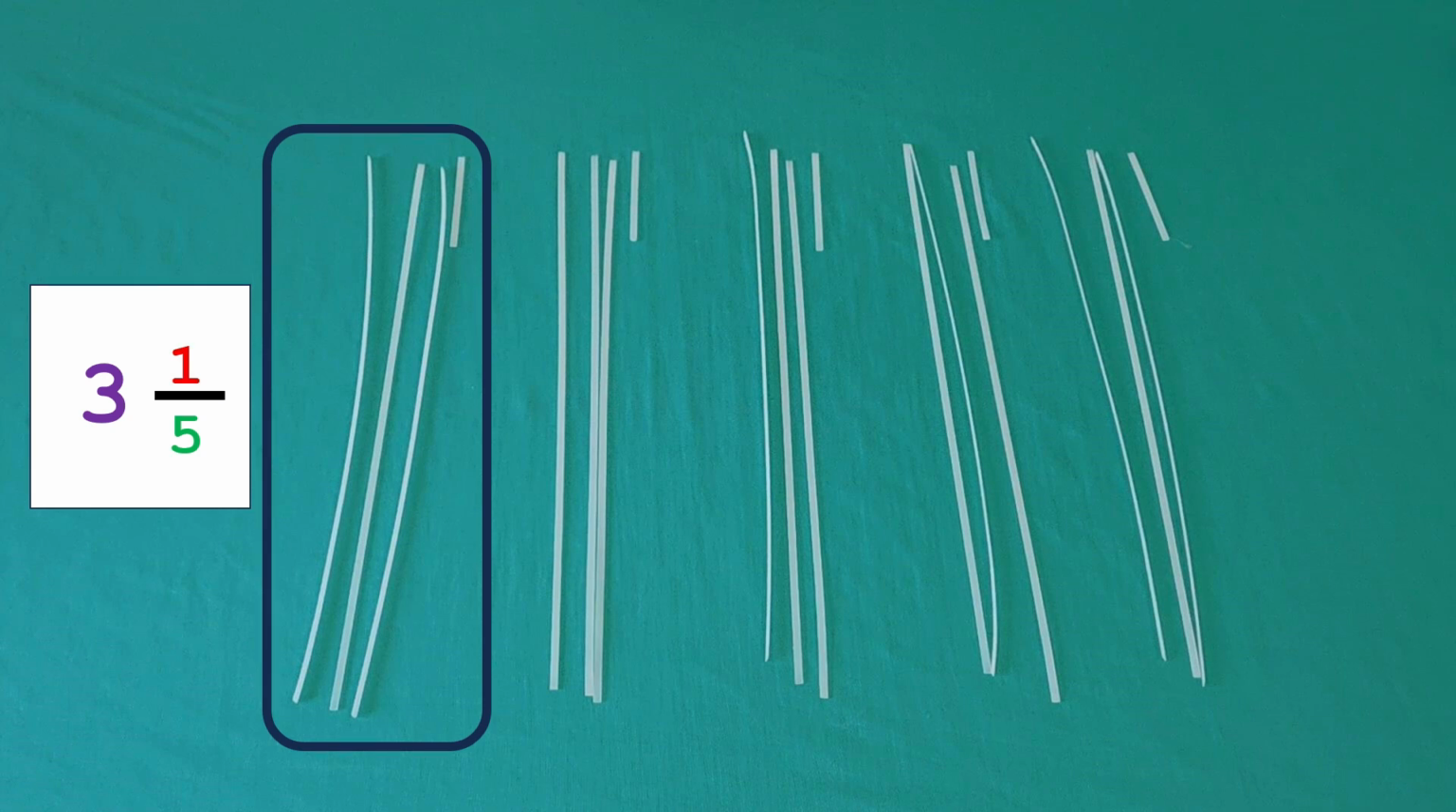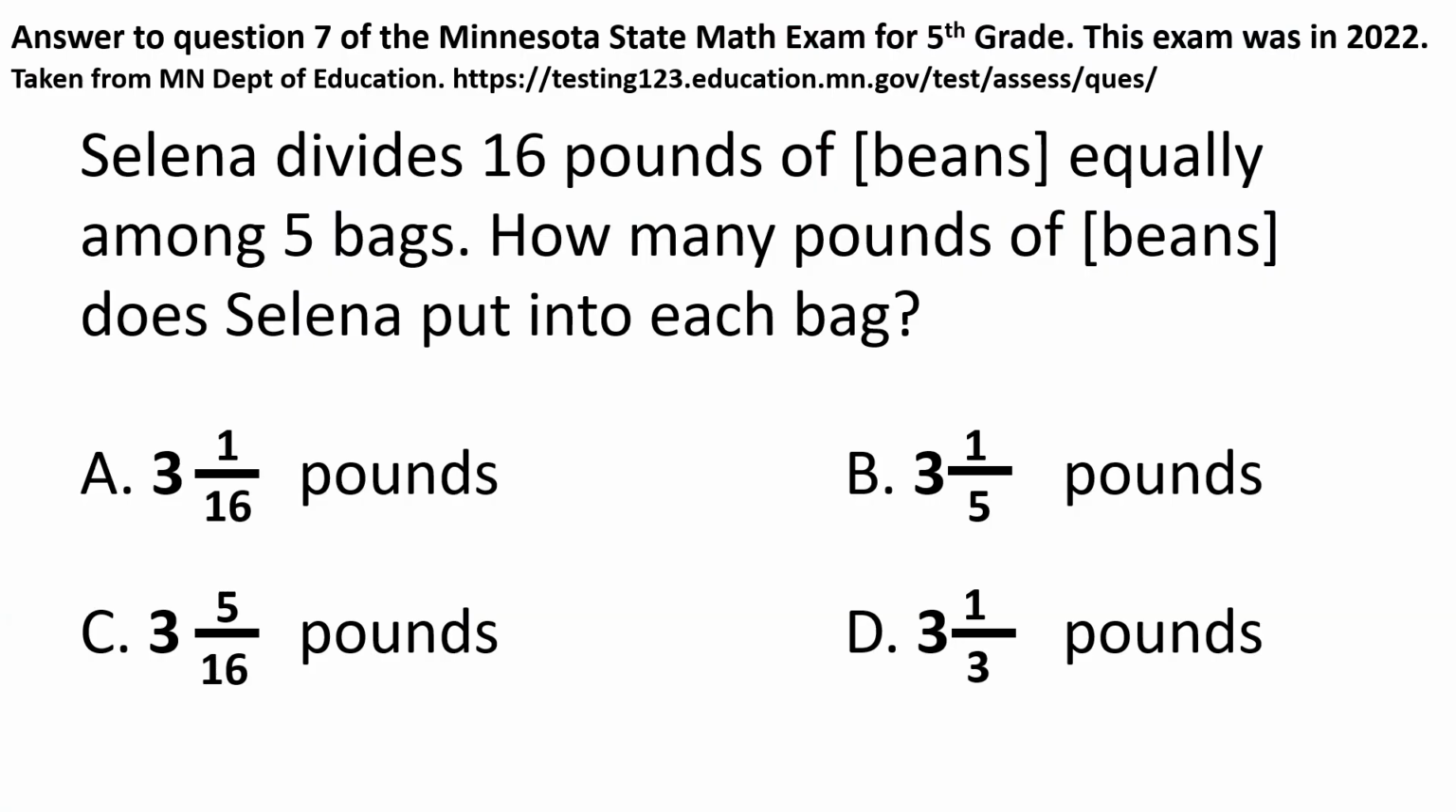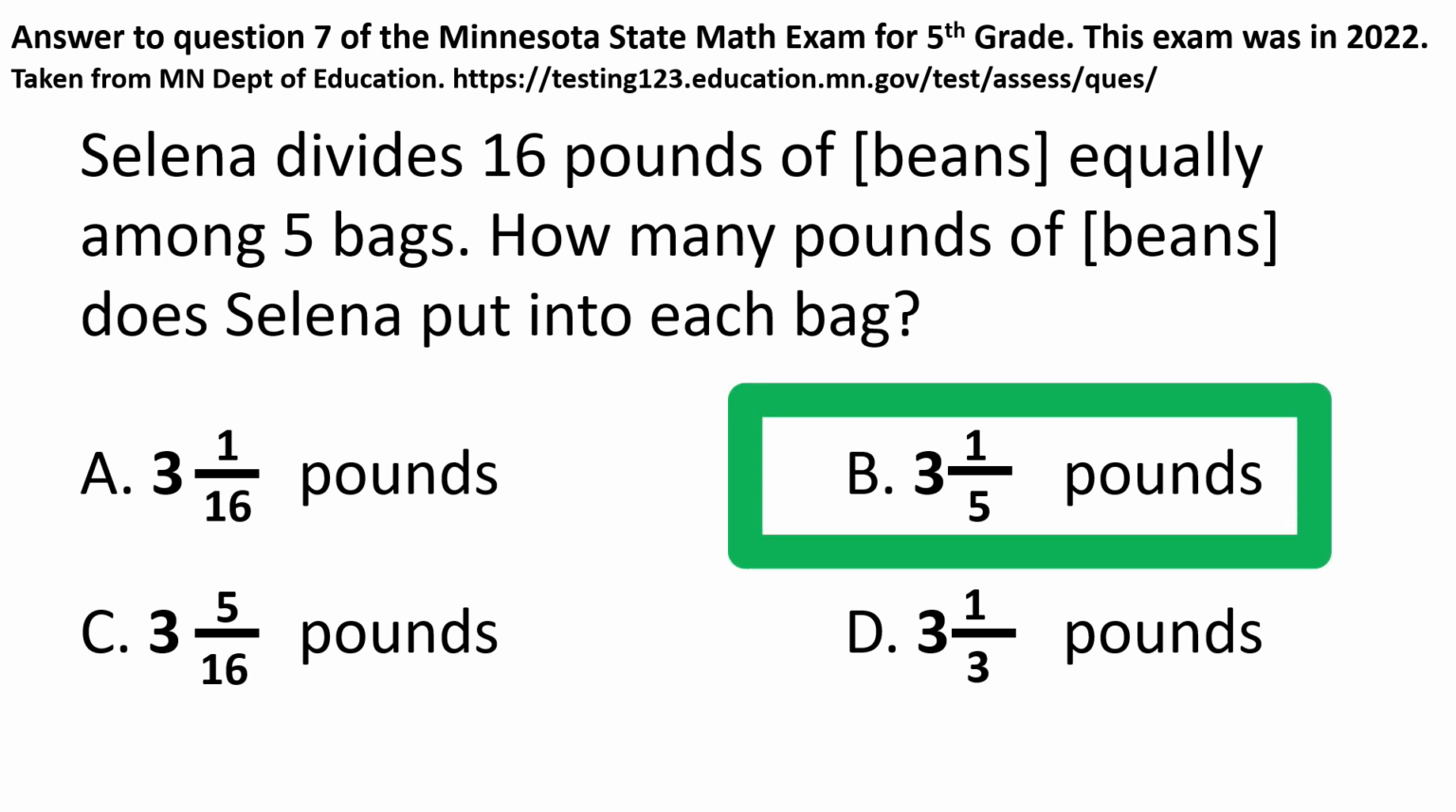A whole number next to a fraction is called a mixed fraction. This is the answer in a fraction format to the problem, what is 16 divided by 5? Likewise, if instead of using sticks we use pounds of beans, we would get the same answer, which is 3 1/5 pounds. So answer B is correct. Now we'll solve this problem using division.